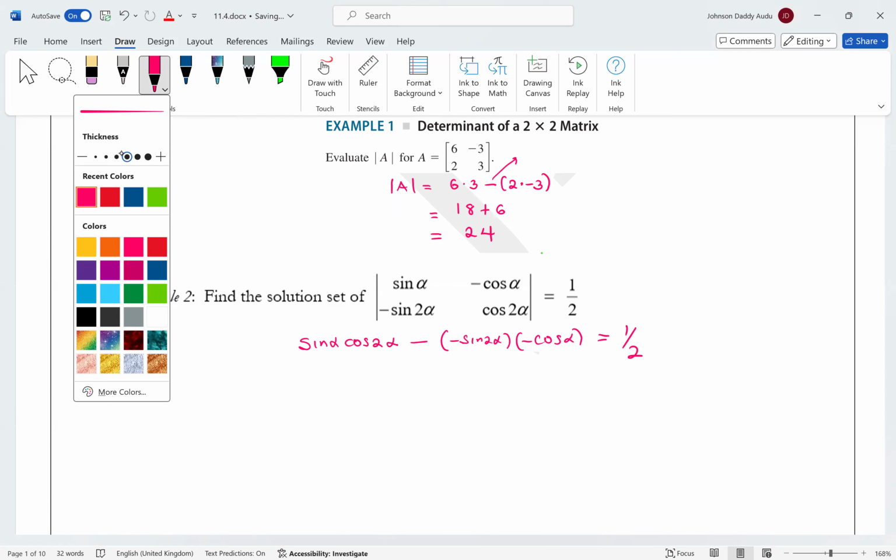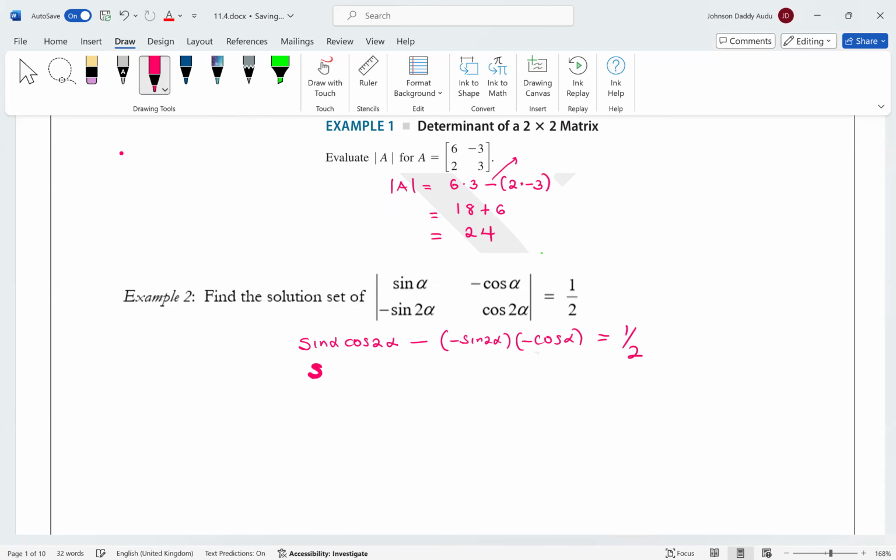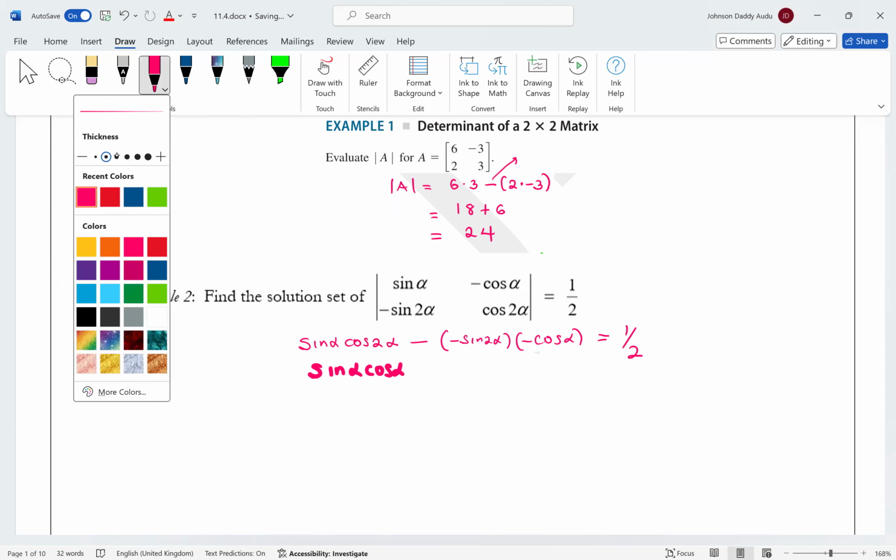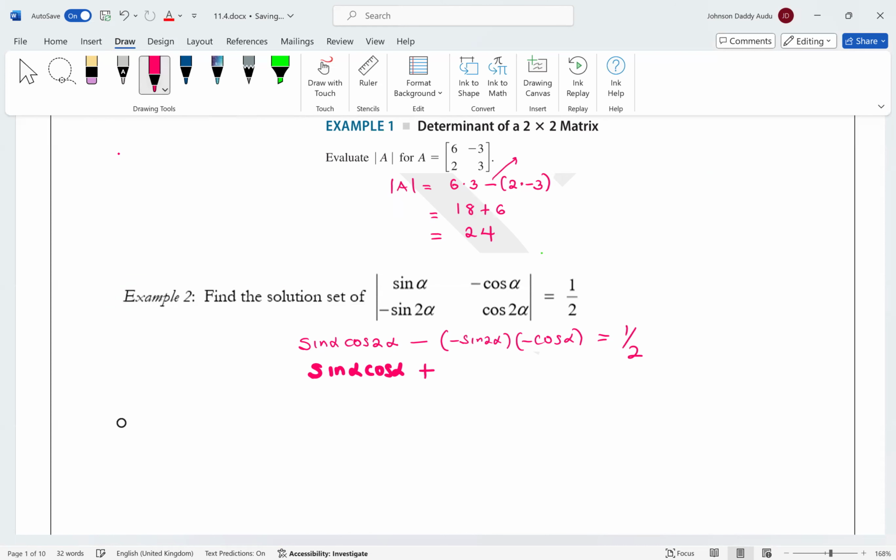All right, so this will be sine alpha cosine alpha, plus sine 2 alpha cosine 2 alpha, and this we can see as cosine alpha sine 2 alpha, and this equals 1 over 2.